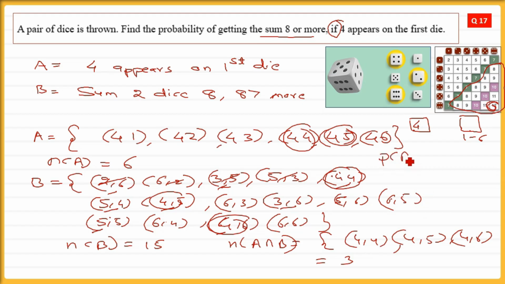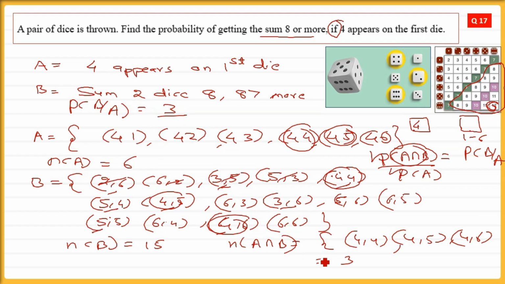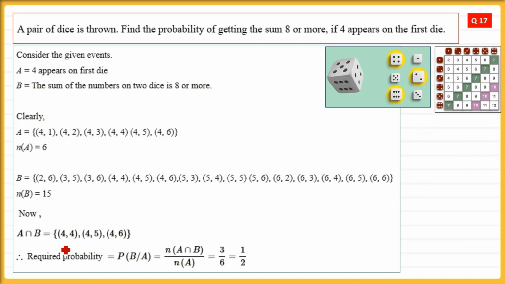Now let me write the formula here. P(A intersection B) divided by P(A) is what? P(B given A). So I'm writing it here now. P(B given A) is simply the number of elements in A intersection B divided by the number of elements in A. So 3 divided by 6, which is 1 by 2. Half is the correct answer. So this is how you are going to write it.